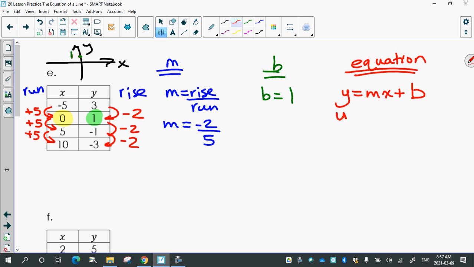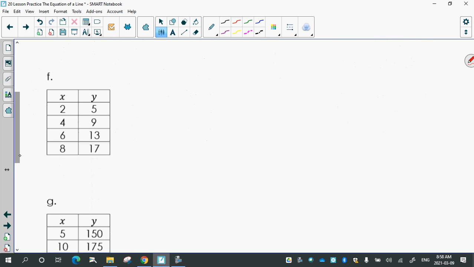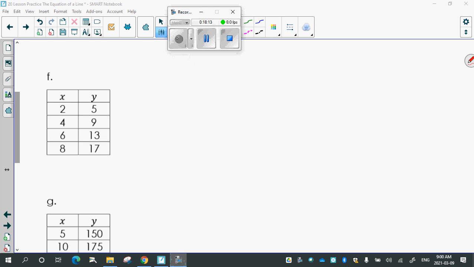So it's y and x again. M is negative 2 over 5 or negative 0.4. Okay, other one's fine. X, don't forget x, plus 1, because b is positive. Okay, try f. See if you run into any.